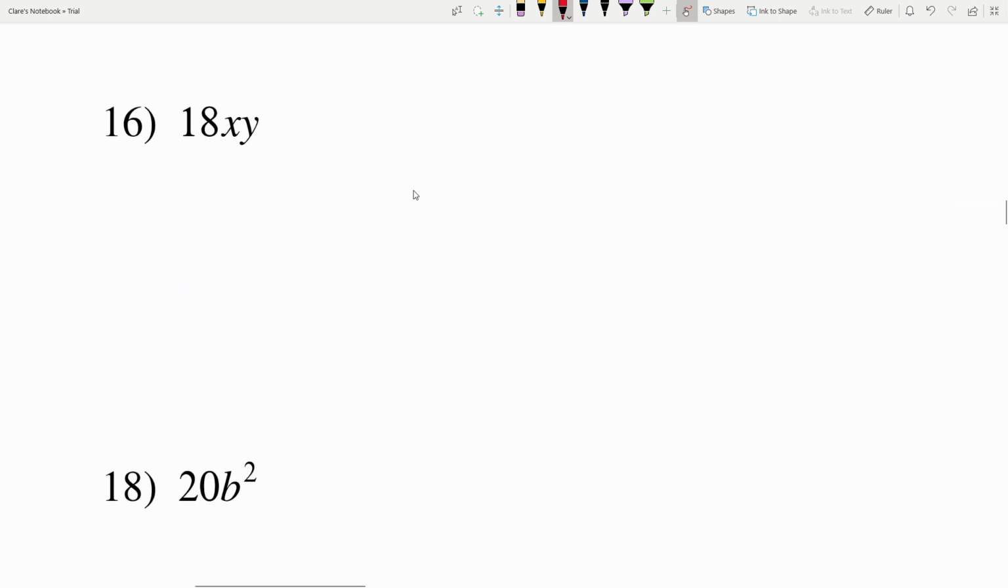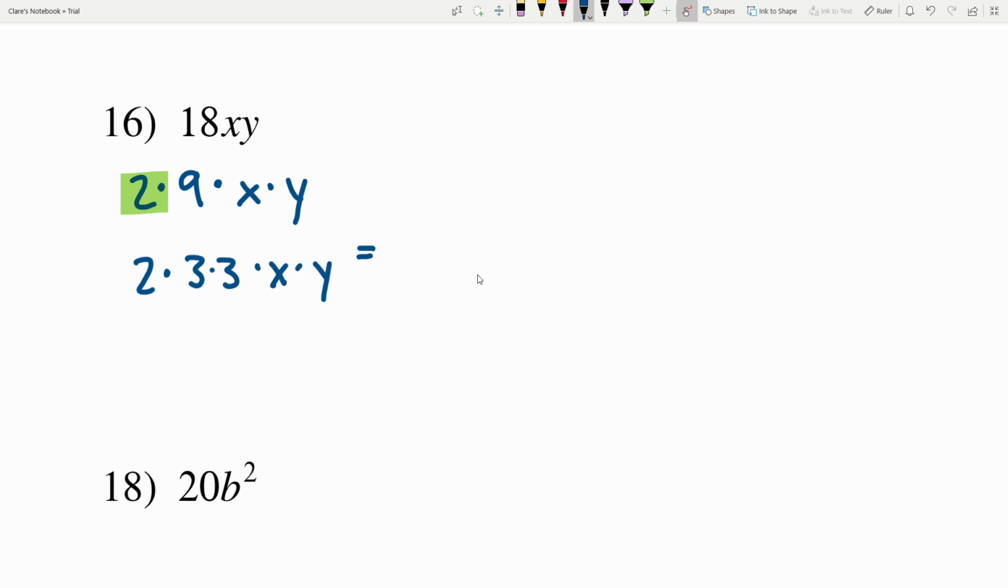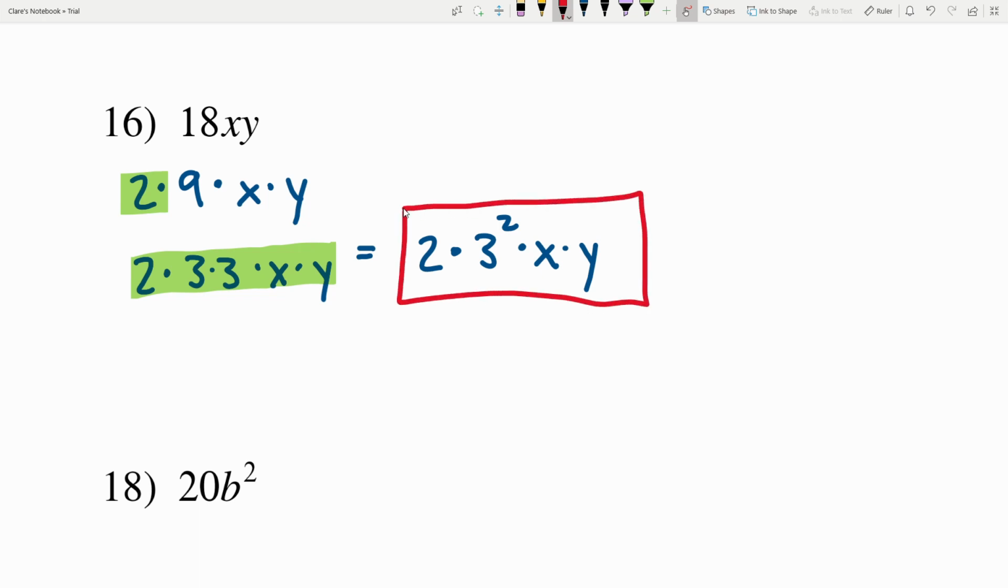Now looking at number 16, I have 18xy. 18 I'll split up into 2 times 9. So I have my prime number 2, but 9 is not prime. So I'll still have to split 9 up, but I'll leave x and y as is. Because there were no exponents to even work with, I'll just have x times y. Now 9 is 3 times 3. So I'll have 2 times 3 times 3 times x times y. And to get the prime power factorization, I have all prime numbers and my variables. So I'm going to have 2 times 3 squared times x times y. That's the prime factorization in number 16.